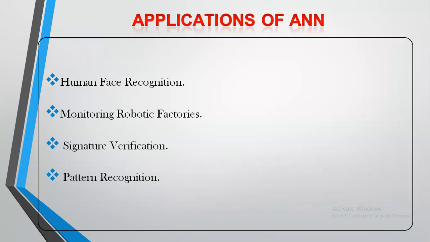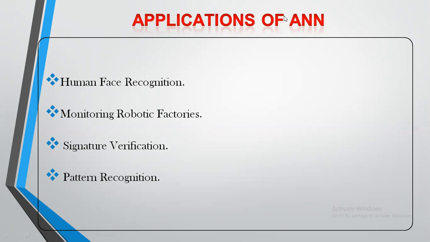Some of the applications of artificial neural network: the first one is human face recognition. This is one of the most common biometric methods to identify given faces. The second one is monitoring robotic factories. Most factories are now monitored by artificial neural networks to control the machines, adjust the temperature and diagnose malfunctions.